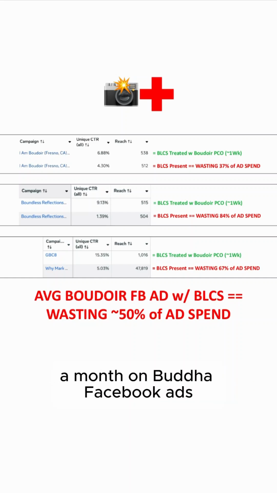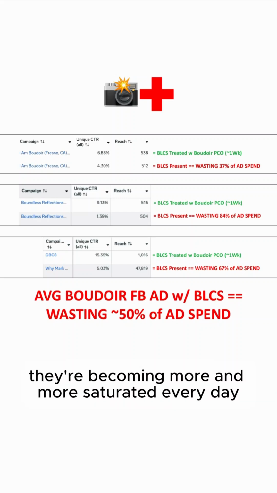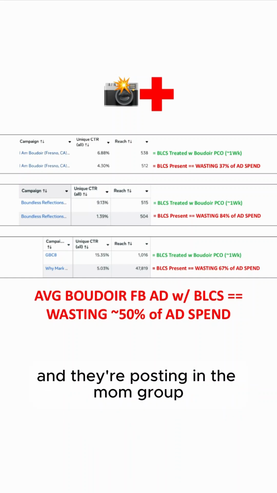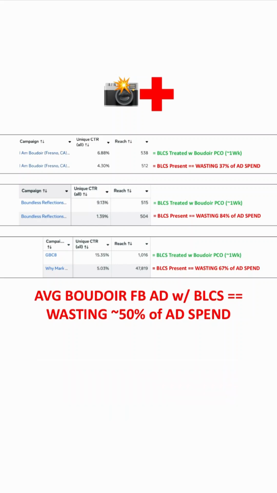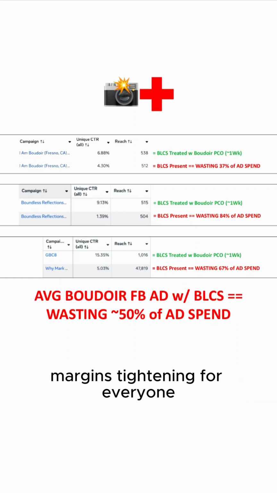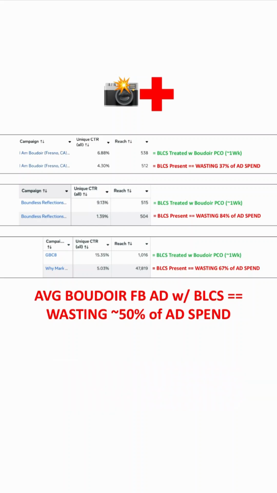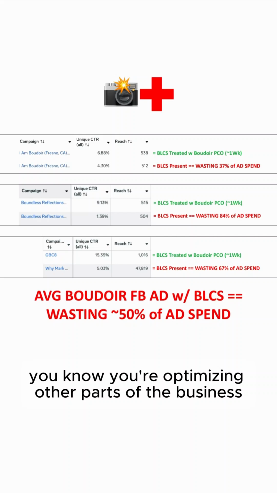month on Boudoir Facebook ads, and you've looked at the marketplace, you're seeing it become more and more saturated every day. It seems like anytime everyone gets a new iPhone, they turn on a Google My Business profile to say they offer Boudoir, or they get a new camera and they're posting in the mom group saying they offer Boudoir. So more and more service providers, same number of buyers, more and more competition, the market's getting saturated, margins tightening for everyone. And you're also seeing life inflation, life costing more and more. So you decide you're pulling more efficiency out of your business. You're optimizing other parts of the business.